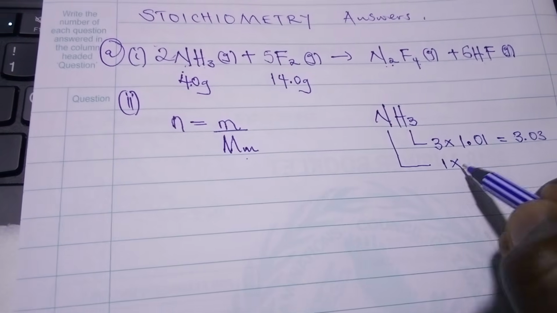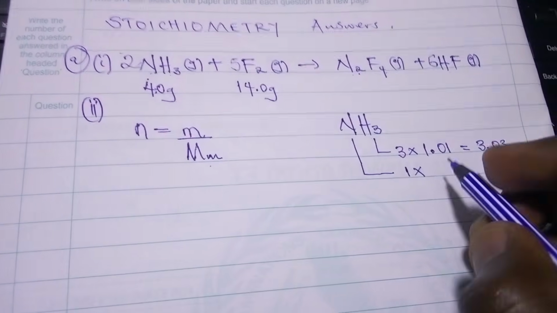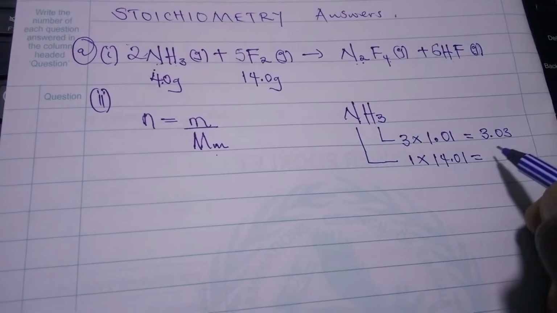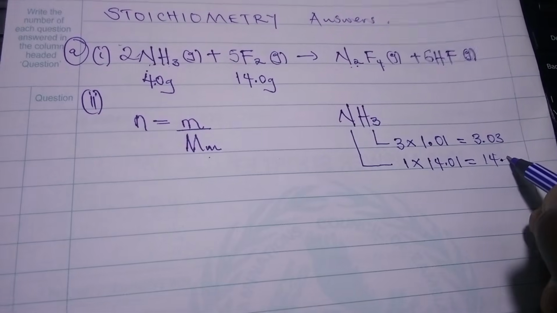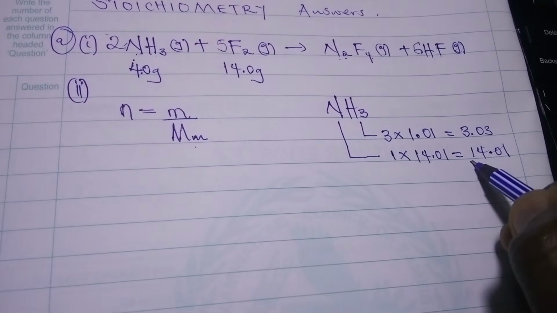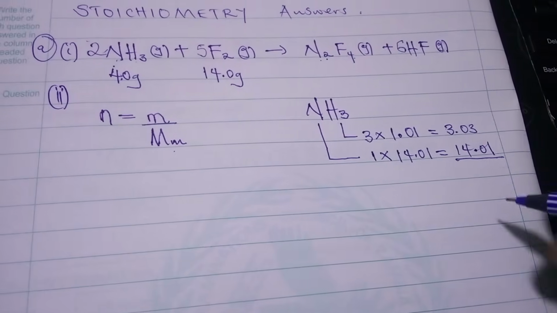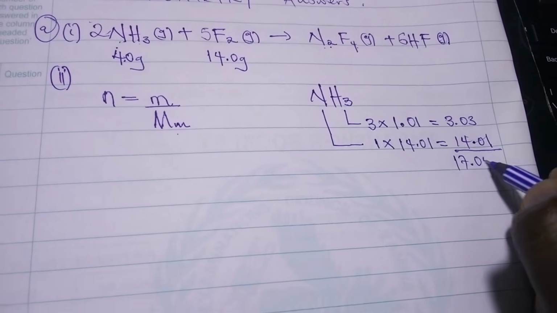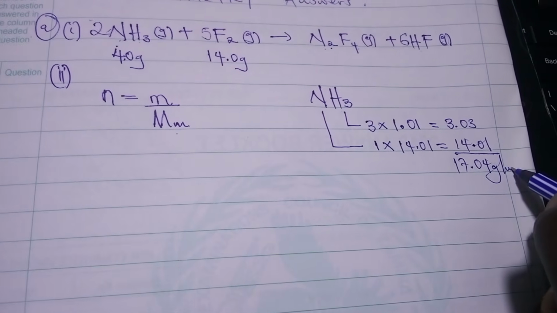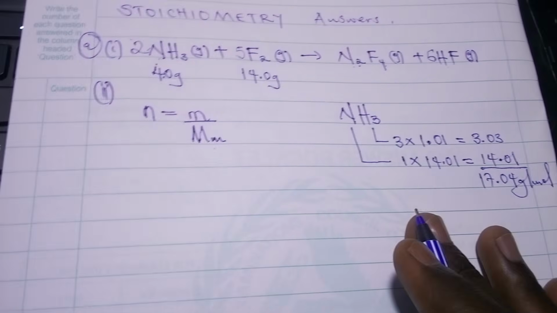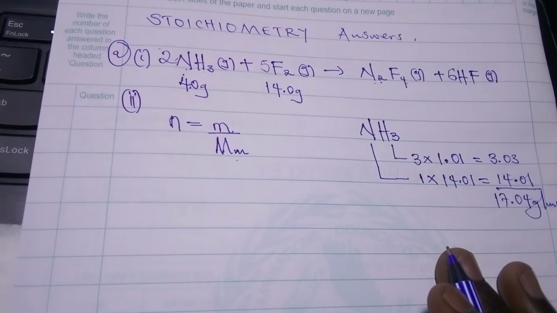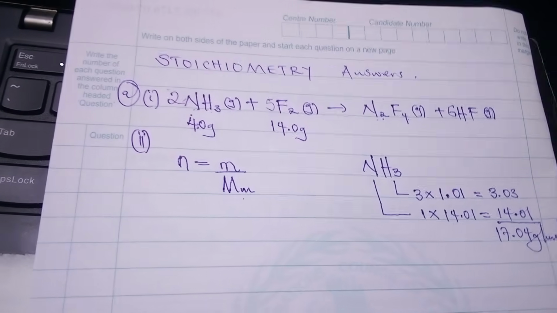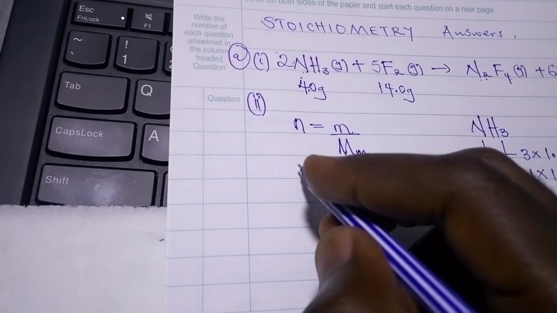Then 1 atom of nitrogen multiplied by its relative atomic mass, which is 14.01, so you get 14.01 there. When you add, you obtain 17.04 grams per mole. Make sure you put the SI unit, because the SI unit in chemistry and physics means a lot. So you can find the number of moles.